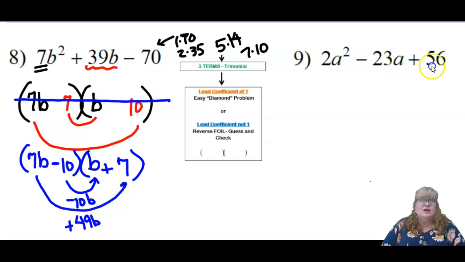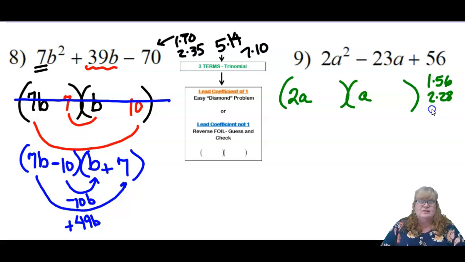Now, my first thought was that I could take a 2 out of everything, because I can take a 2 out of this and a 2 out of this, but that isn't going to work because the 2 can't divide out of 23. So I'm going to have to stick with 2a and 1a, and it doesn't matter which you put in which parentheses. And unfortunately, 56 again has a lot of factors. 2 times 28, 4 times 14.